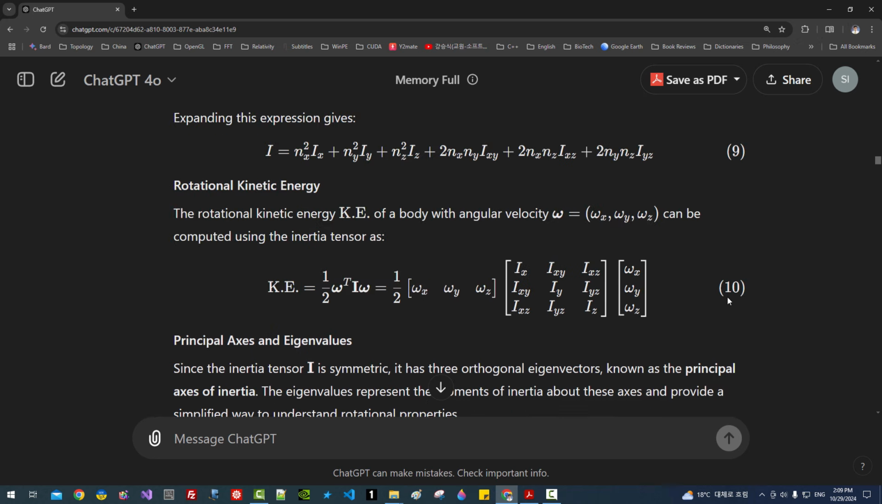These moments of inertia are the diagonal elements in the inertia tensor. Step 2. Define the products of inertia.